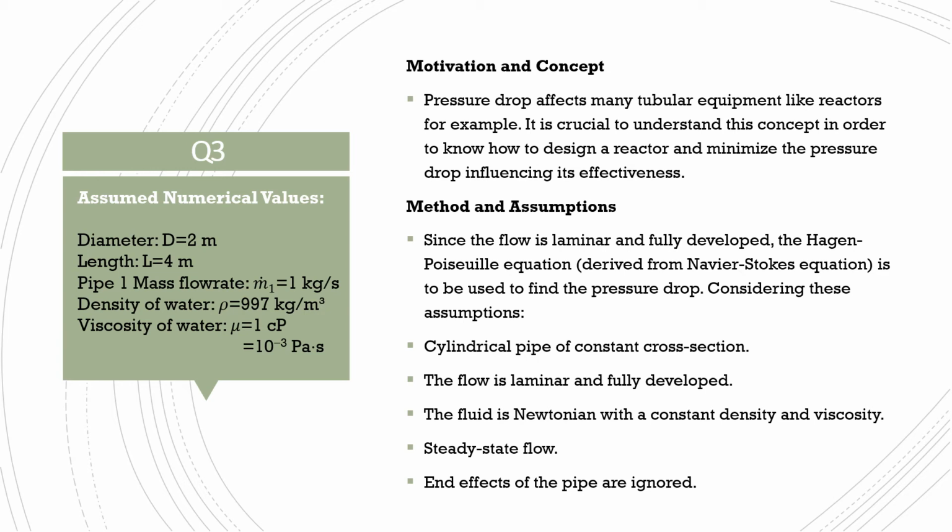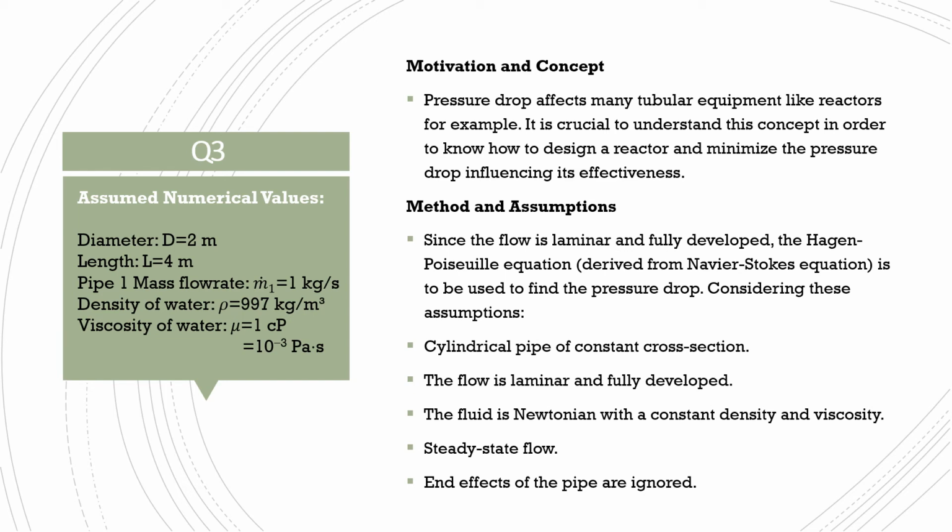So we assumed numerical values for question 3: a diameter of 2, a length of 4 for the pipe, and pipe 1 has a mass flow rate of 1 kg per second, and I took the density and viscosity of water as the following, as you can see. So the method and the assumptions I have taken is that since the flow is laminar and fully developed, like given in the question, the Hagen-Poiseuille equation derived from the Navier-Stokes equation is the one that's going to be used to find the pressure drop.